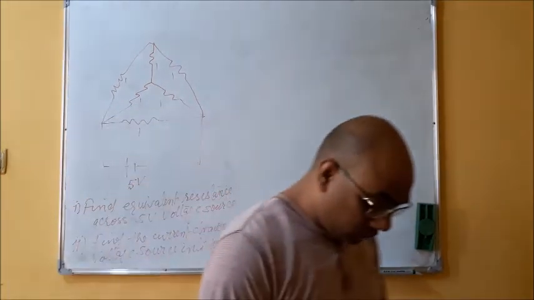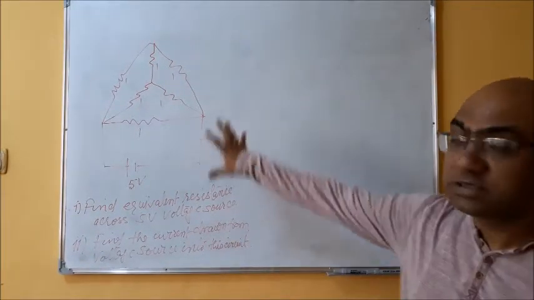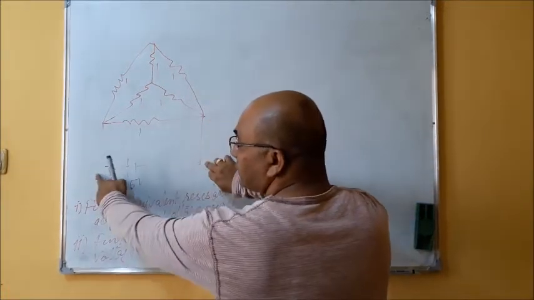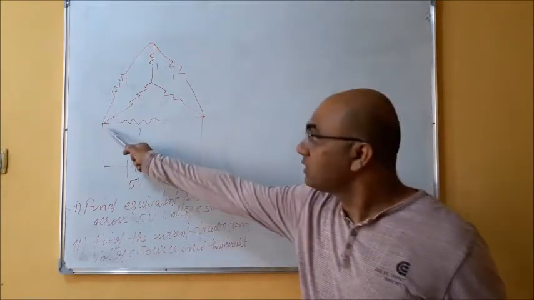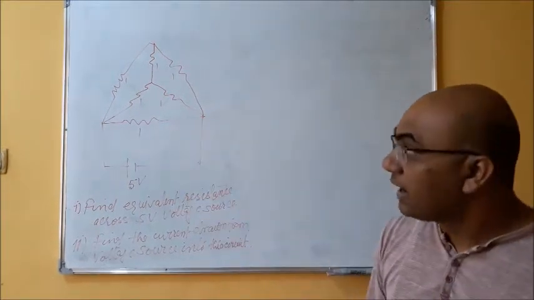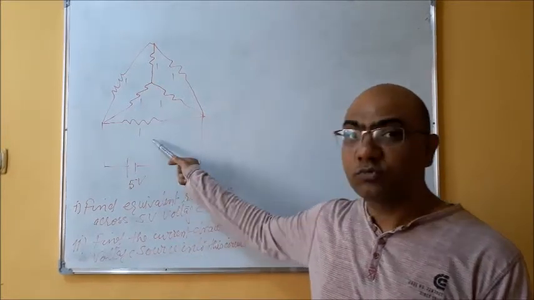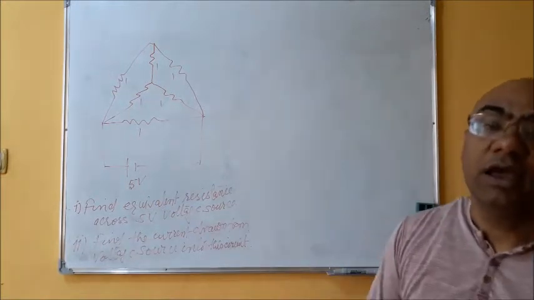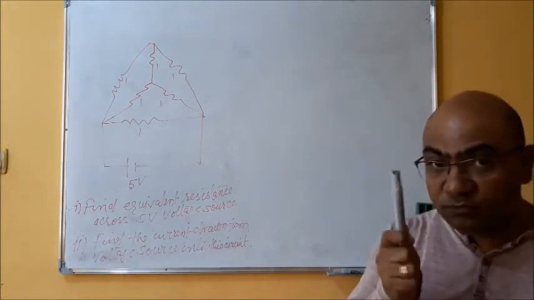Okay, so what is the question? Question number 1: for this circuit, find the equivalent resistance across the voltage terminal, means across these 2 points, right? And second, when we know the resistance across these 2 points, we have voltage, we have resistance, we can divide and we can get the value of current. So what is the concept?